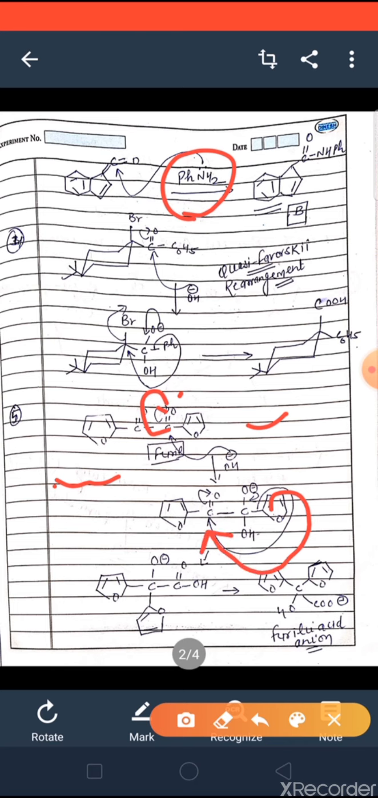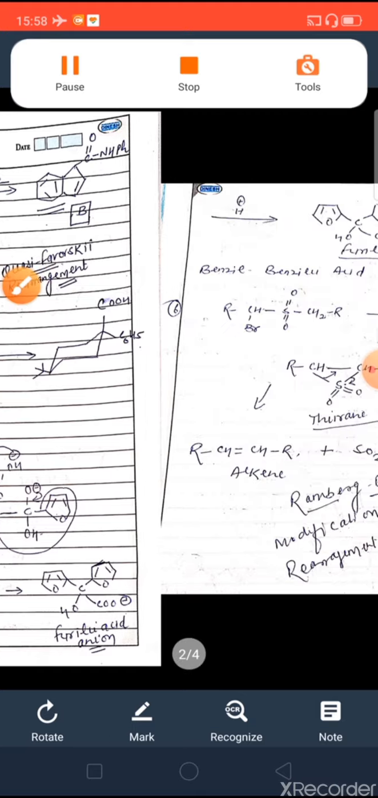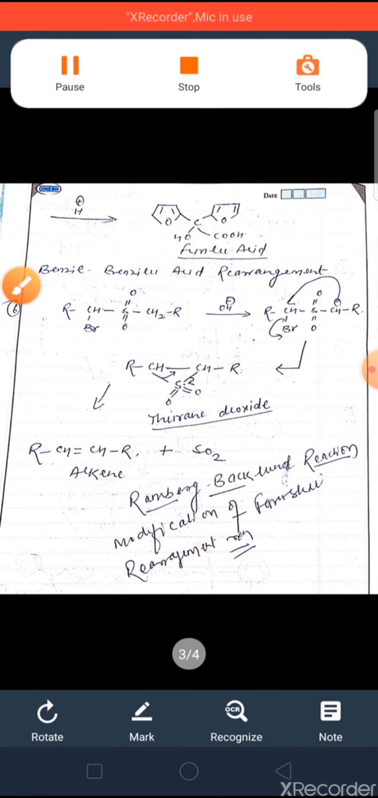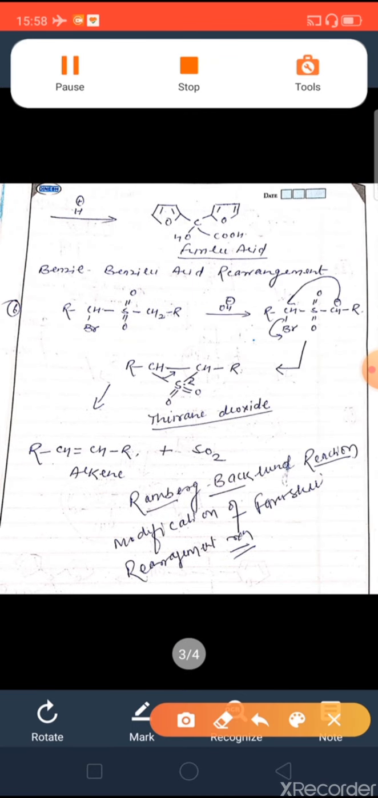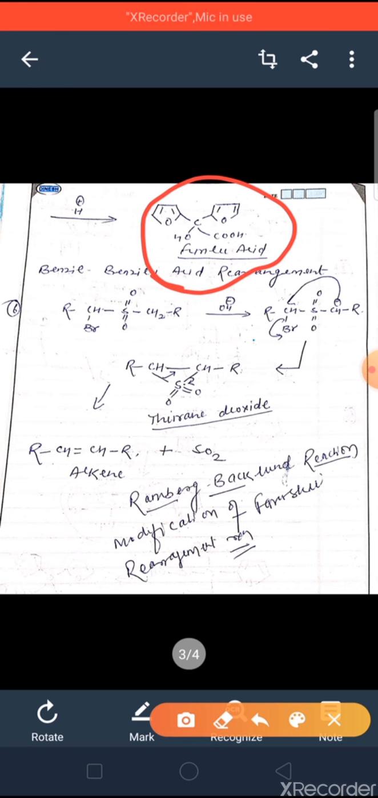with formation of C double bond O, from which ultimately the H positive will be shifted from this one to this O negative, and this will form the furilic acid anion. When the furilic acid anion has been formed, we have H positive, which reacts with it, and the furilic acid anion gets converted into furilic acid. So this is a case of the benzilic acid rearrangement reaction in which the furil got converted into furilic acid.